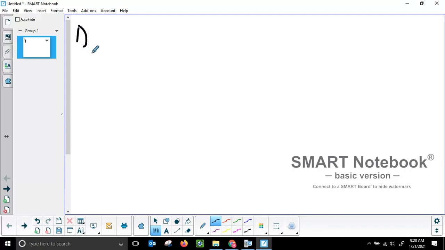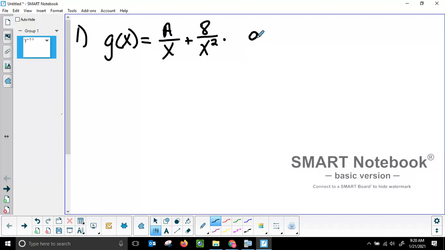Function g is defined by g of x is equal to a over x plus 8 over x squared. Then it says if g of negative 1 equals 0, find a.